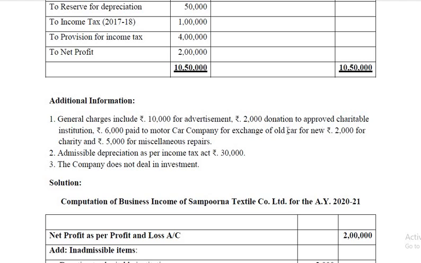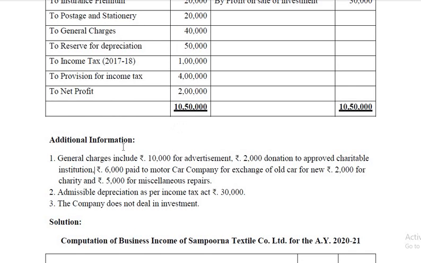Then rupees 2,000 donation to an approved charitable institution. A donation or charity is not allowed while computing business income. Therefore, this is to be added back while computing the business income. And while computing the business income, net profit is taken as the starting point. So to the net profit, you have to add 2,000 donation. And later on, under 80G, you can avail the benefit of deduction. And again, this 2,000 donation to a charitable institution falls under with limit donation and 50% deduction.